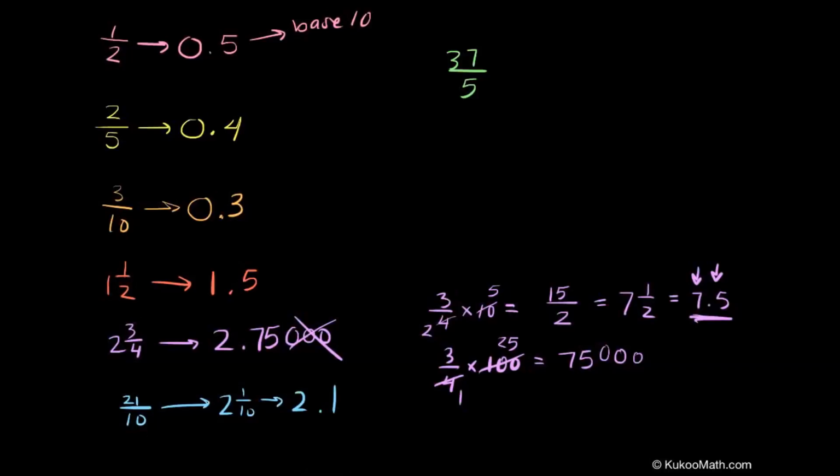2.1 is our answer. And we have one more problem, 37 over 5. Again, let's try to convert to a mixed fraction. So the closest we can do is 7 and 2/5. And so our decimal is going to be 7 point. Then we do 2/5 times 10. And when we multiply that out, we get 4. Well, we did this over here, so 4 is the right side.